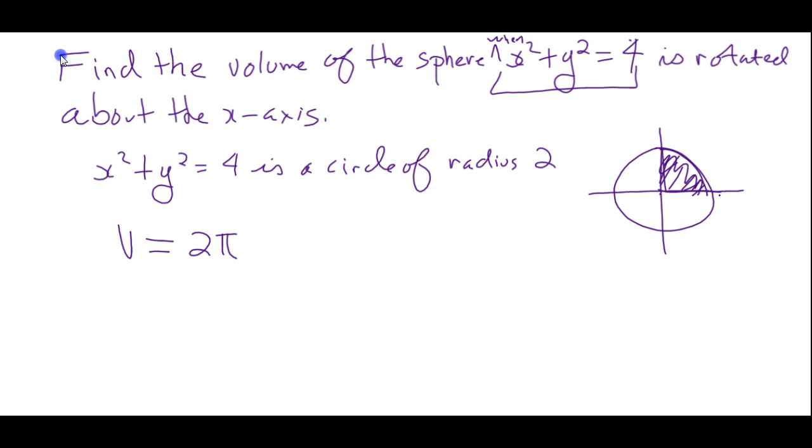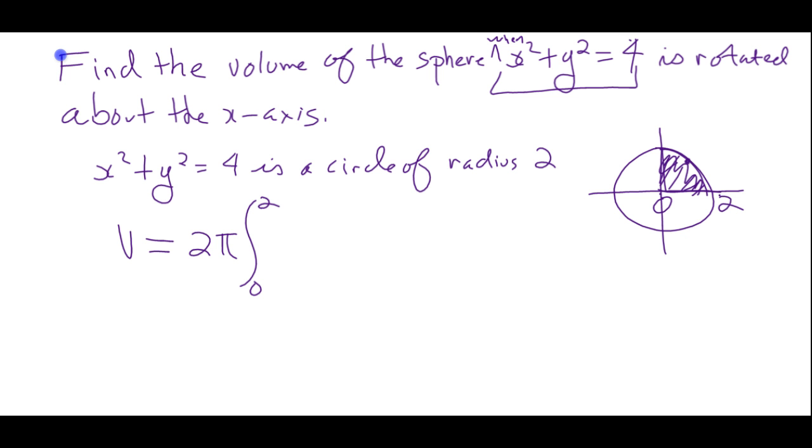we're just going to take this chunk here, right? We're going to go from 0 to 2, take this piece. Now if we do that, we'll get a hemisphere, right? So we'll double it to get the volume of a sphere. So we need to go from 0 to 2. So the volume is 2 times pi, 0 to 2. And we need the y value.